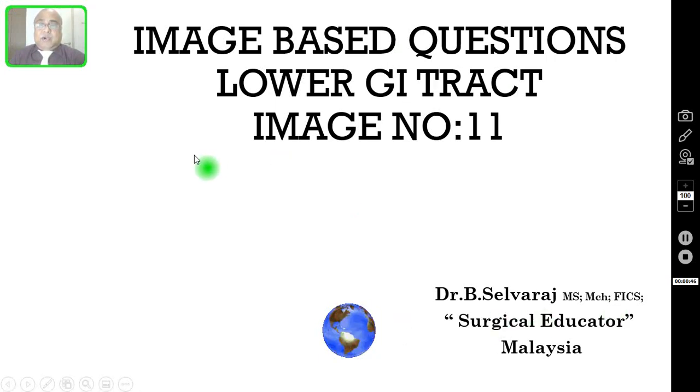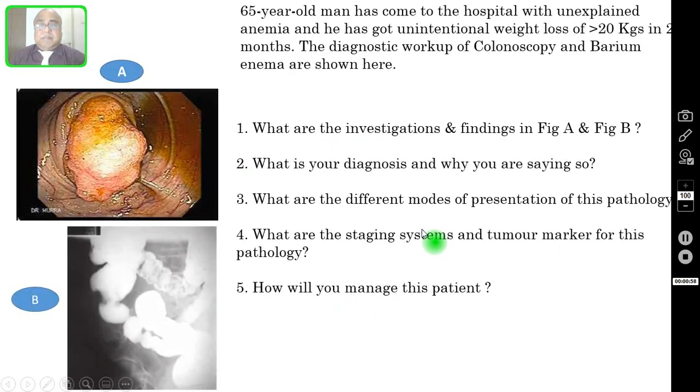Today in this episode, I am going to discuss one more image based question from lower GI tract pathologies. Our patient is a 65-year-old man who has come to the hospital with unexplained anemia, and he has unintentional weight loss of more than 20 kgs in a 2 month period. The diagnostic workup of colonoscopy and barium enema are shown here. Figure A is the colonoscopy and figure B is the barium enema.